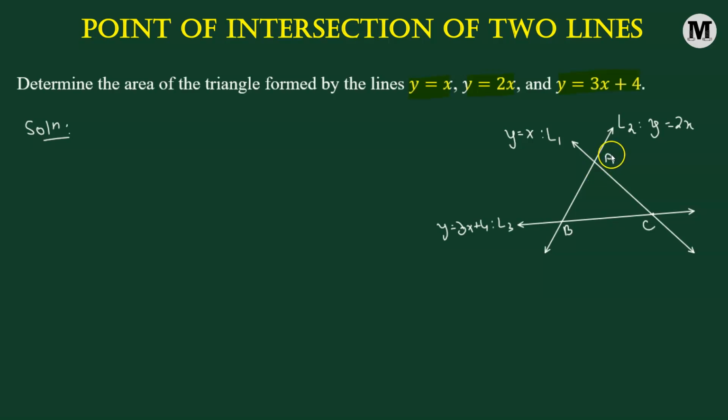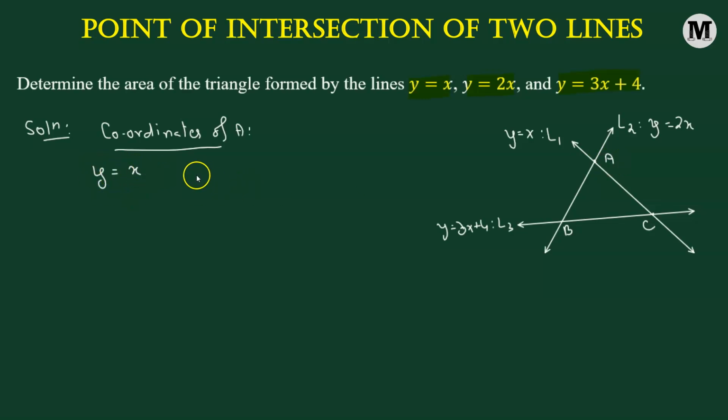Before that, we'll try to find the coordinates of points A, B, and C. Once we have the coordinates of A, B, and C, we can easily find the area of the triangle. To begin, let's first find the coordinates of A. The coordinates of A are simply the point of intersection of the lines L1 and L2. That means we need to solve the equations of the lines L1 and L2 to get the coordinates of point A. That's a very simple task.